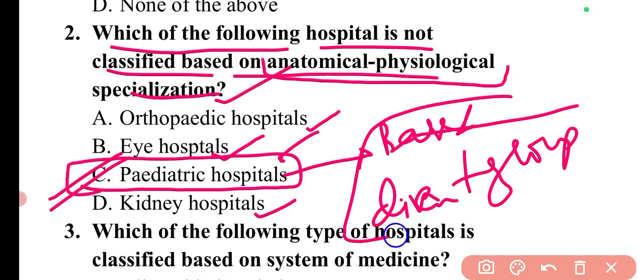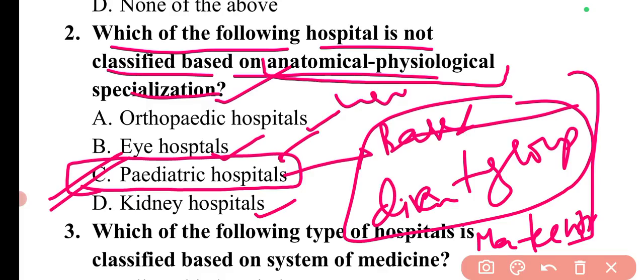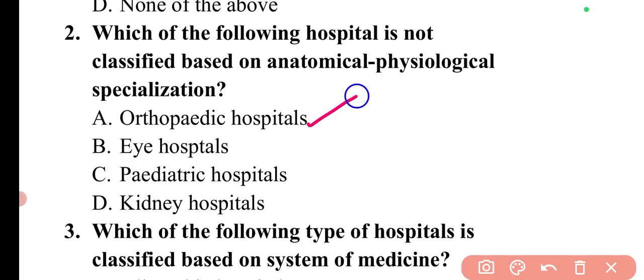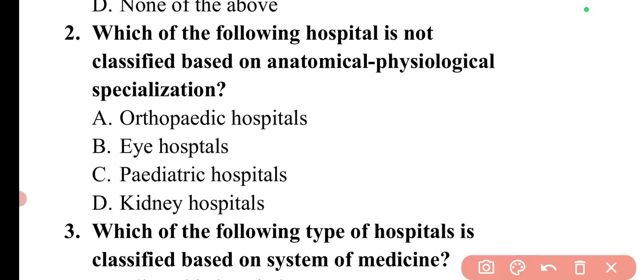If I talk about the other hospitals that are based on client group, these can be the gynecological hospitals for women. Okay, gynecological hospitals. Then there can be maternity hospitals for mothers. So these are the different types of hospitals based on client group they serve. And apart from orthopedic hospital, eye hospital, kidney hospital, there can be ear nose hospitals like ENT, skin care hospitals. So these kinds of hospitals come under anatomical and physiological specialization.